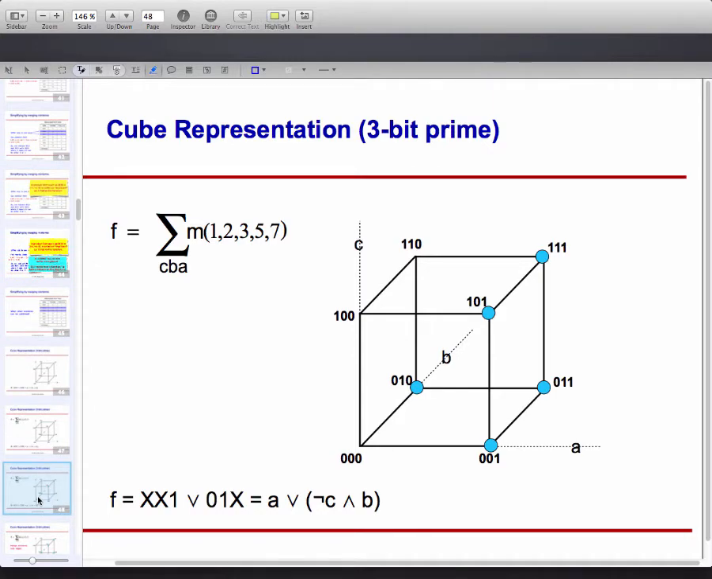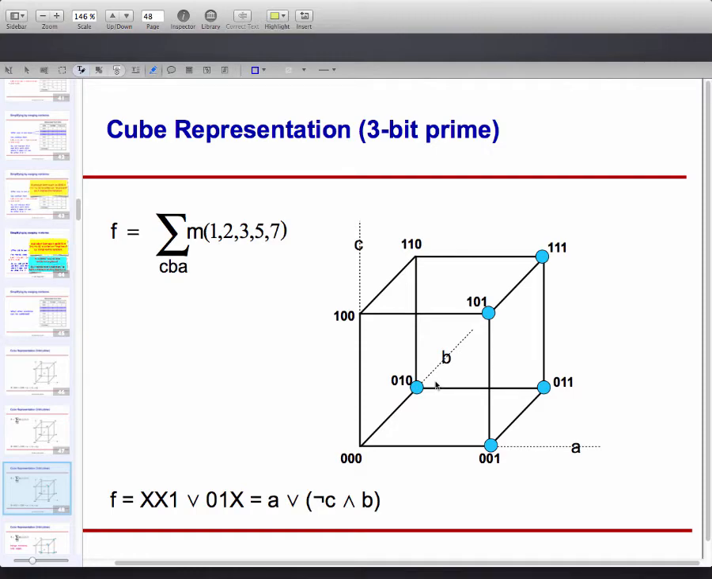So for example, this corner corresponds to 1. This corner corresponds to 3. The corner out here where the cursor is, the 2. 101 is 5, and 111 is 7. So I have 5 corners of this cube marked as something where the function has a value 1.